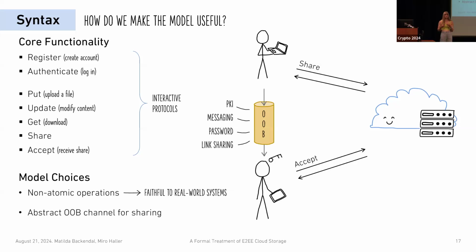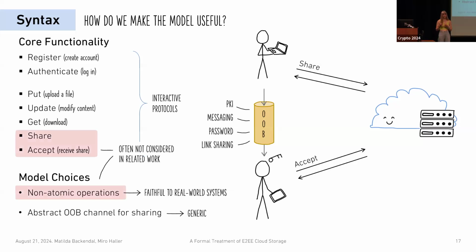And the reason for this is that we want to keep our framework as generic as possible to allow it to capture a wide variety of both existing and future systems. Out of all of the things that I showed you now, the main things that sets our framework apart from related work is the handling of file sharing and the support for non-atomic operations.